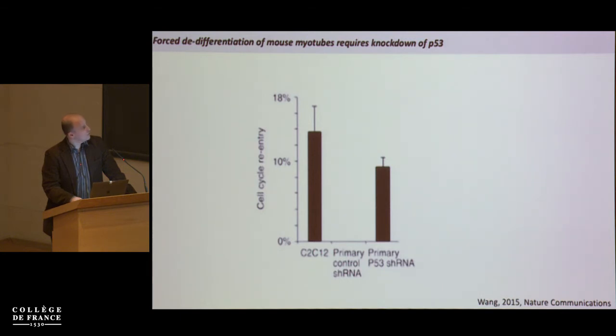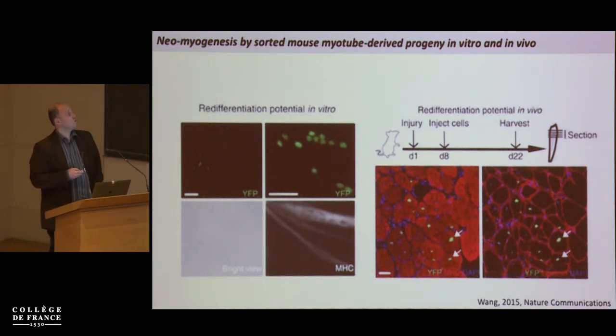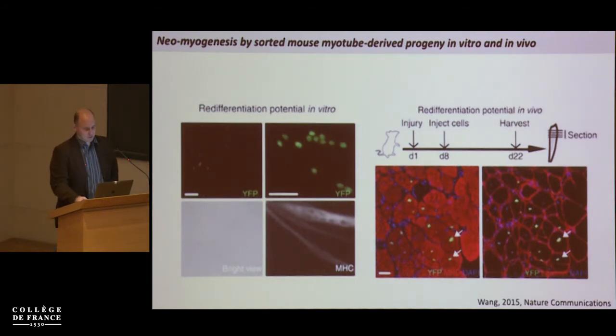But once they do that, then these mammalian myotube-derived cells have the potential to proliferate. They can redifferentiate to myotubes, and if we implant them into injured muscle, then they contribute also to muscle regeneration.